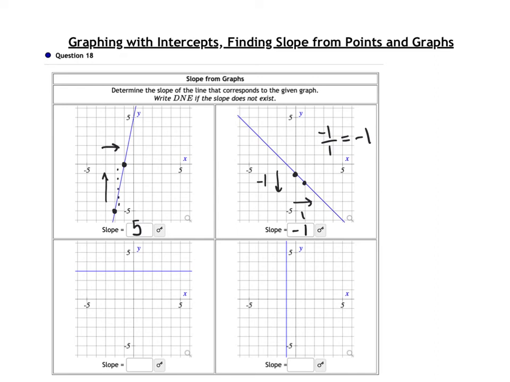For the next one, it's a horizontal line. And I always point out to my kids, think of a horizontal line like the floor, because the floor is horizontal. Then think about how floor is spelled. It's spelled with those O's. Think of those O's as zeros. A horizontal line has slope 0.